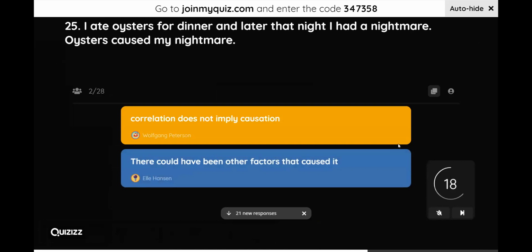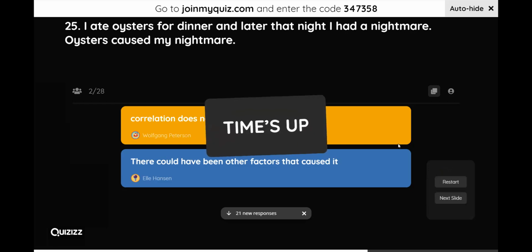Okay, so I think we're getting into a different section in the book, in the homework. I don't think they tell us which one this is, but I could be wrong. Maybe I just didn't put it on there. There could have been other factors that caused it. Absolutely. This is why it's deceptive.